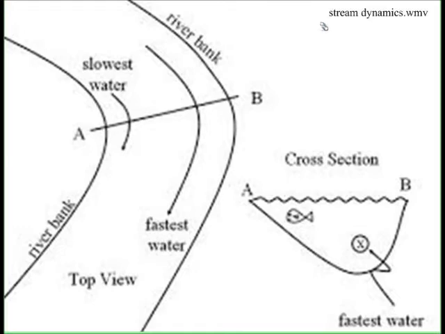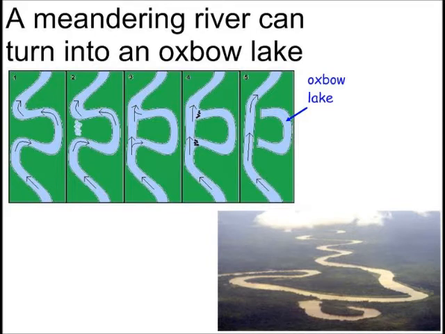So as you saw in the video, the outer bank is where the water is moving fastest, and that's where it's eroding, and it's going to be deeper water. And the inner turn is going to be where the water is moving slower and depositing sediment, and it's not going to be nearly as deep. A meandering river can turn into an oxbow lake if that meander keeps getting more and more bent. And there's a diagram here that sort of illustrates how that can happen.